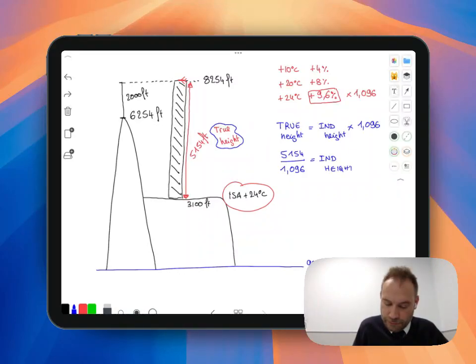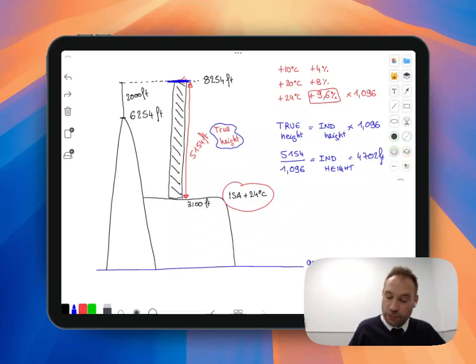Okay, so here we have an indicated height of 5154 divided by 1.096, that is 4,702 feet. Okay, so that value would be the indicated height that you would have in your altimeter if you fly exactly here at the top of the clearance. Okay, and if you had set the QFE on your altimeter.